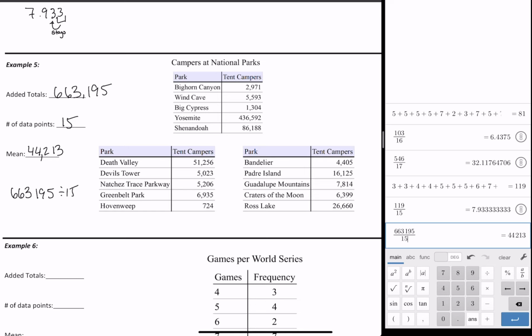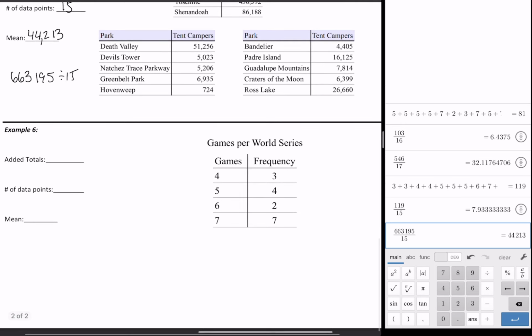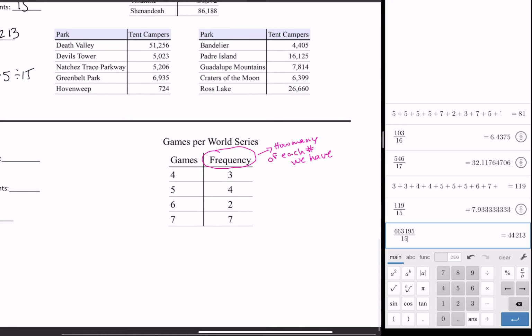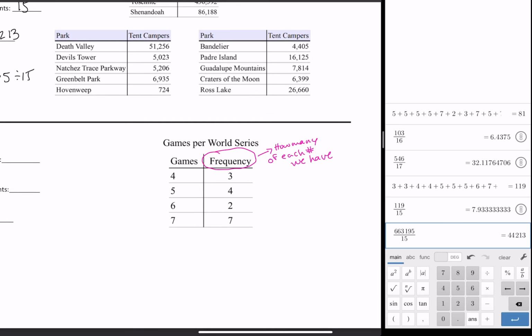All right, the last one here is called a frequency table. I personally love frequency tables. And hopefully you guys know what frequency means, but if not, frequency means how many of each number we have. Okay, so this is games per World Series, if you guys watch baseball. So in this first line here, the frequency is 3, so that means we have 3 4s.